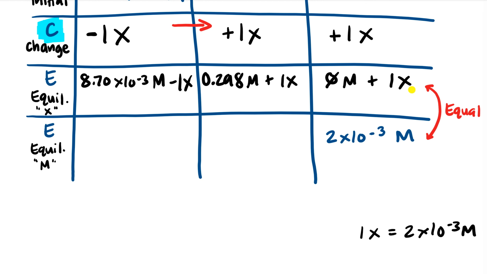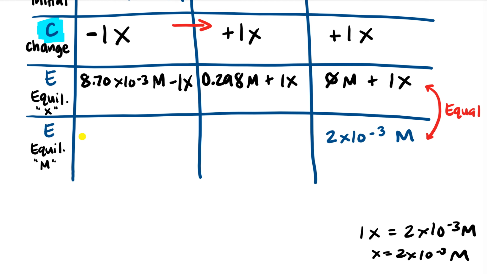So I've set those two boxes for chlorine equal to one another, and this is essentially 1x equals 2 times 10 to the negative third. So we know x is 2 times 10 to the negative third. Now that I know what x is, I'm going to substitute x back into my ICE chart for the last equilibrium row for the remaining chemical species.